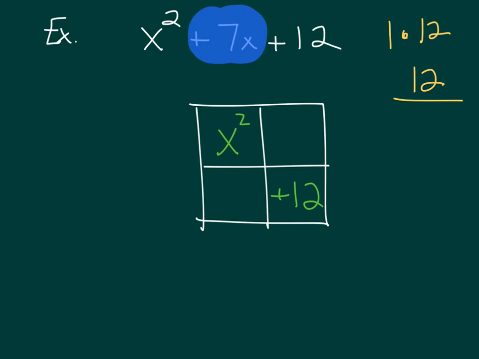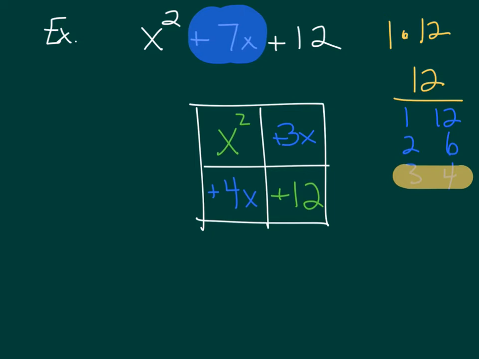So I'm listing out my factors. Well, 12 is 1 times 12, 2 times 6, or 3 times 4. So then I ask myself, which pair, when in this case added together, because these are both positives, is going to equal 7? That pair right there, the 3 and the 4. So I'm going to write a 3x and a 4x up here. 3x, the plus 4x. Okay?